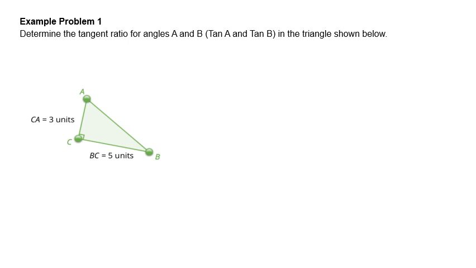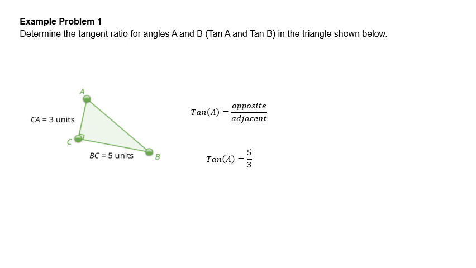So the ratio for angle A: remember that the tan of A is opposite over adjacent. If we're dealing with angle A, that's our important angle here. If we identify our opposite and adjacent sides, we should be able to write this ratio. So if A is our important angle, the opposite side would be BC, which is 5, and the adjacent side would be CA, which is 3. So the tangent ratio for angle A would be 5 over 3.